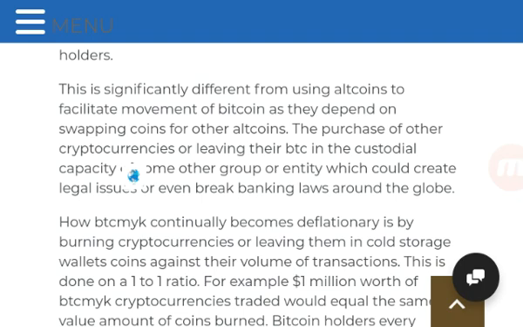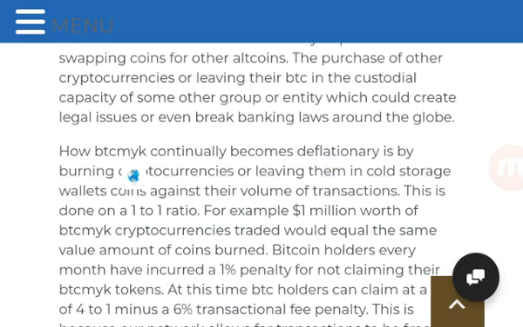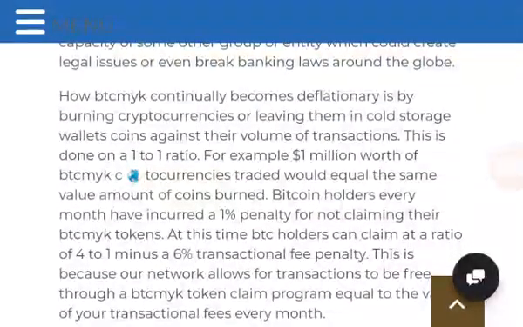Now, how Bitcoin MYK continually becomes deflationary is by burning cryptocurrencies, or burning the tokens, or leaving them in cold storage, while it's against their volume of transaction, which is done at a 1-to-1 ratio. So basically what that's saying is that as volume occurs, trade volume at every transaction, the tokens are going to be burned against those transactions.